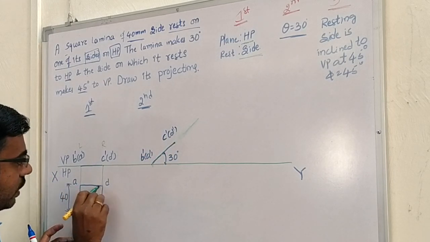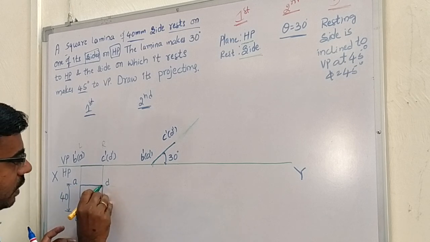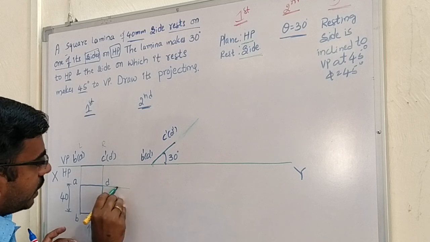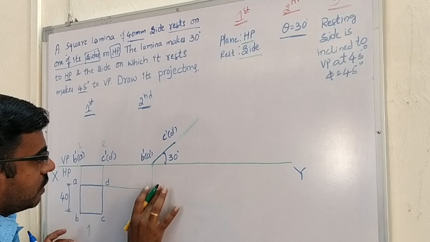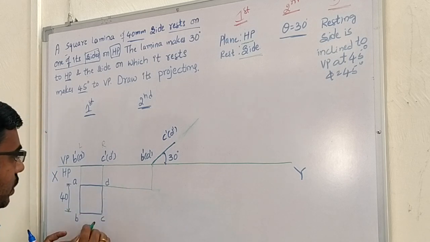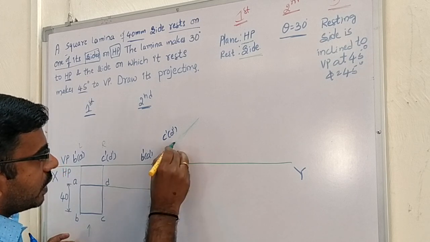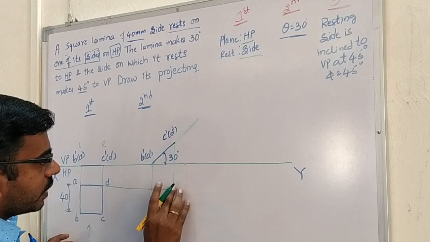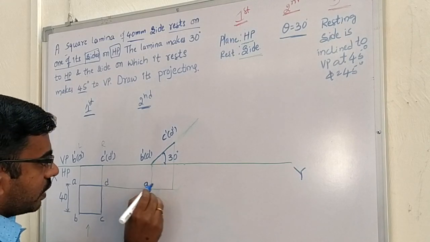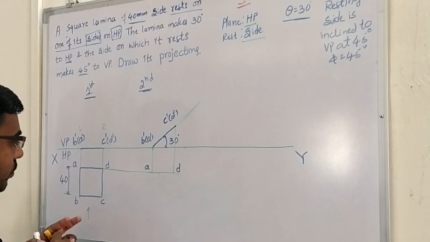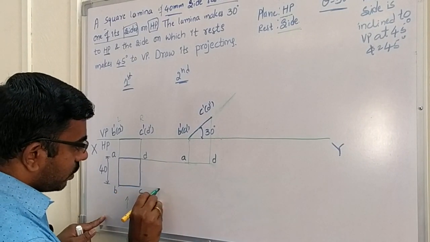See on this horizontal line, A and D, two points are there. A horizontal line from A and a vertical line from A, I will get this point as A. Then a horizontal line from D and a vertical line from D. This point is A and this point is D.